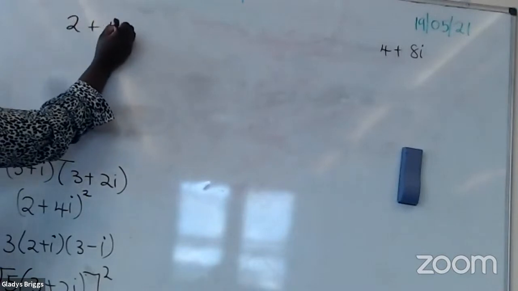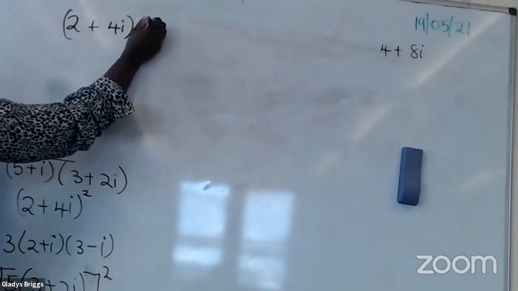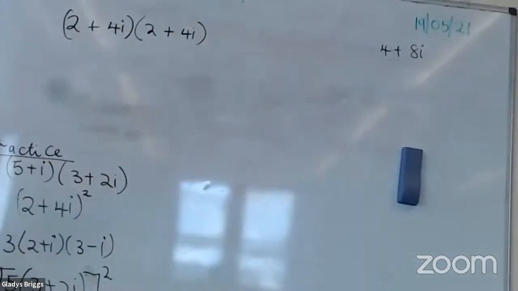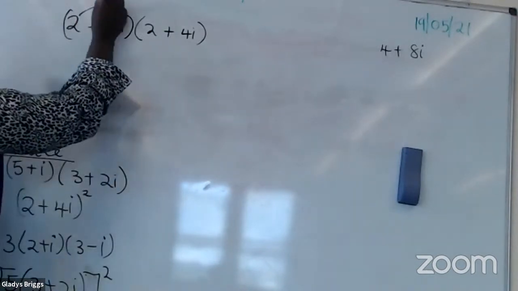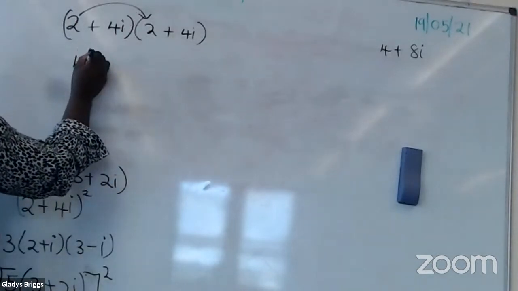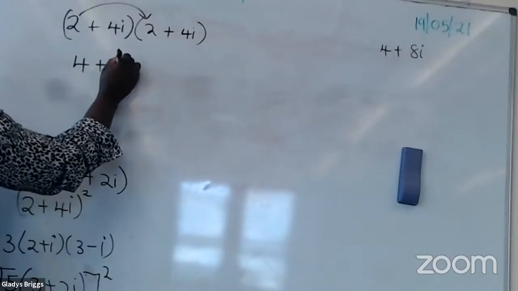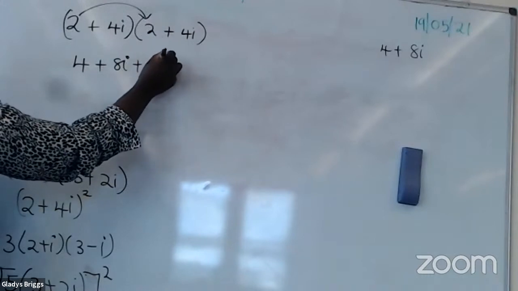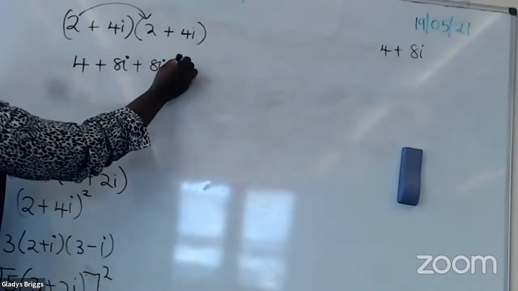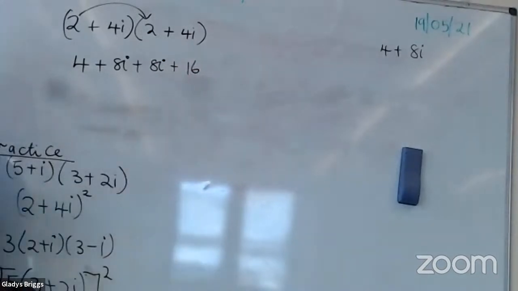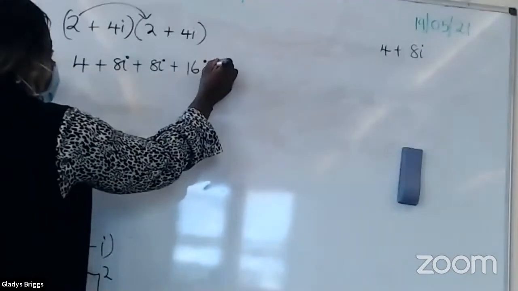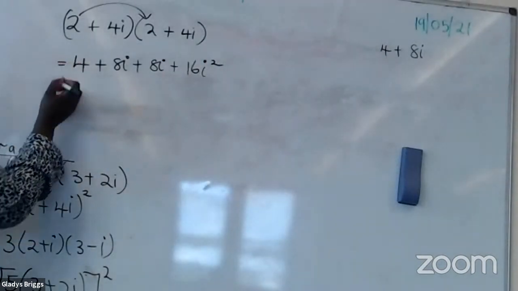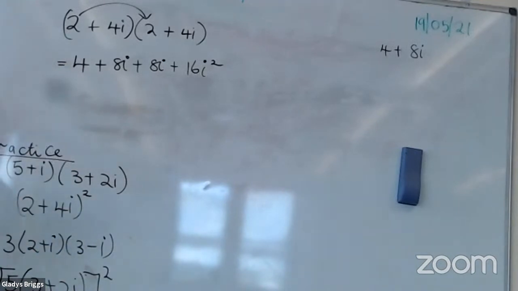2 plus 4i times 2 plus 4i, because that's squared. Yeah, that's it squared. So then you have 2 times 2 is 4, plus 8i plus 8i plus 16 i squared. Ooh. I know what you did.